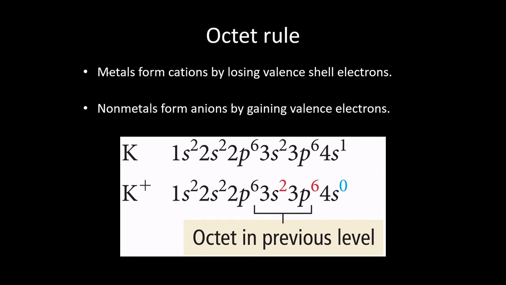And so this is just going into a little bit more detail here about the Octet Rule. So it's talking about why potassium becomes potassium plus. And we've kind of already discussed this as well. So when potassium loses that one electron, it now has the same configuration as a noble gas, which means that it has a full octet, has a full valence shell that it discovers. We would call this a discovered octet.